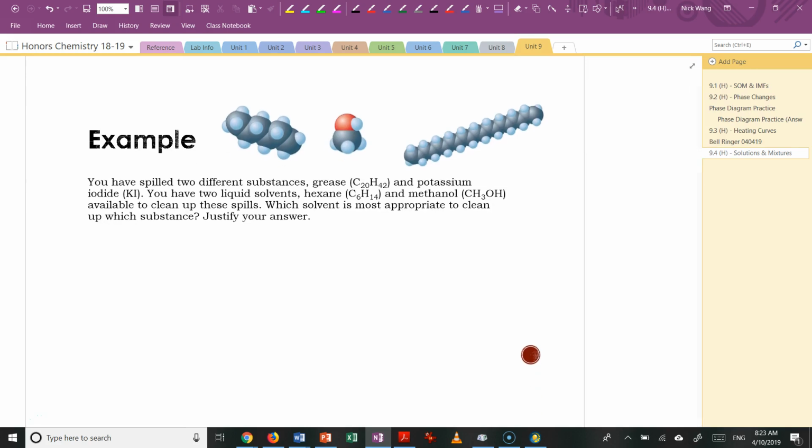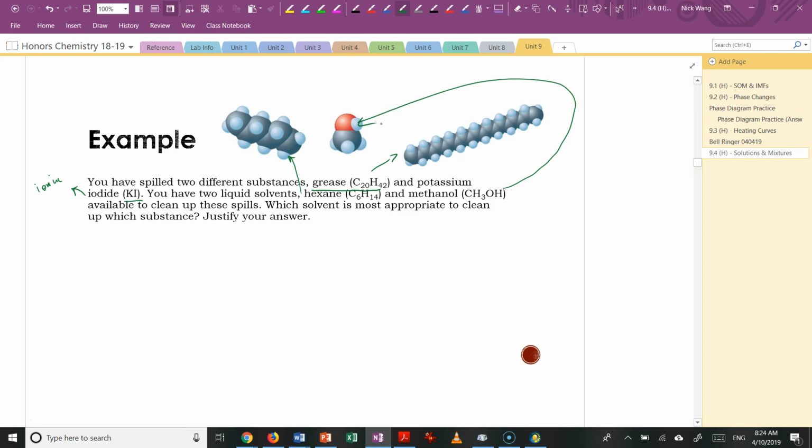You have two different substances that you've spilled on the ground. One is grease, which has a generic formula of C20H42, represented by these molecules. The other is potassium iodide, which has the formula KI. As a reminder, potassium iodide is definitely an ionic compound, so we're not going to have a single molecule that can be used to represent it. You also have two liquid solvents, hexane, C6H14, represented by this one, and methanol, which has a formula of CH3OH, represented by this one, available to clean up these spills.